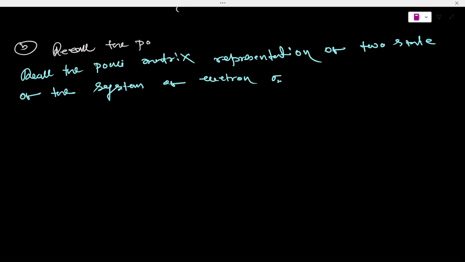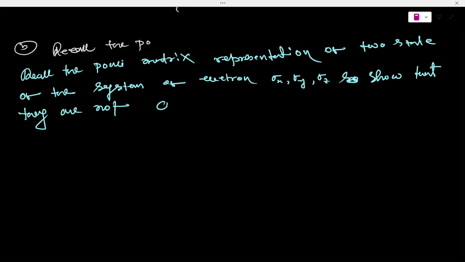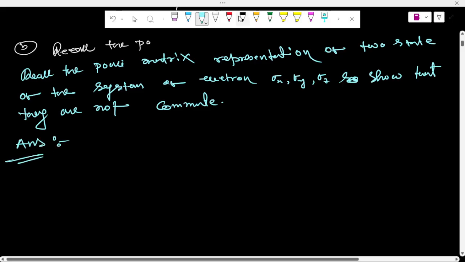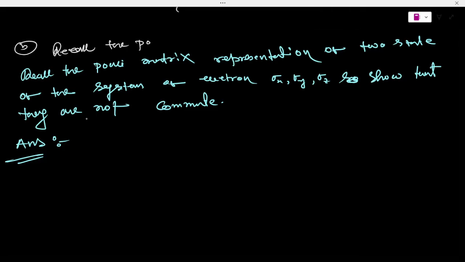Basically sigma x, sigma y, sigma z, so that they do not commute. So the answer here: in this question you have to show that these do not commute. Recall the matrix representation of the two-state Pauli system, sigma x, sigma y, sigma z; these do not commute.